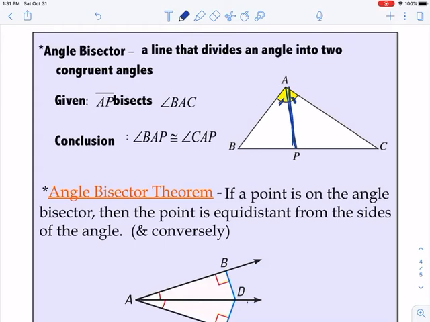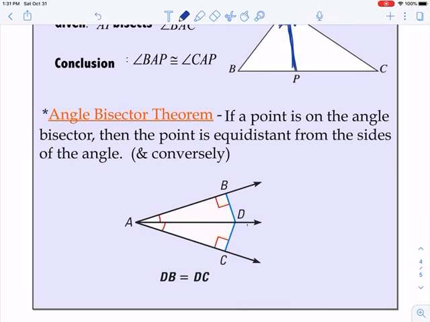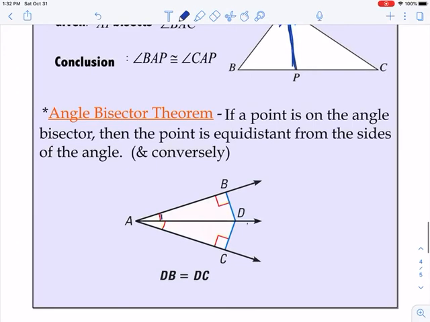Okay, and the opposite thing is going to happen, the angle bisector theorem. If a point is on the angle bisector, then the point is equidistant from the sides of the angle, and conversely. So if I can tell you that this angle is equal to this angle, that means that DB is going to equal DC. If this angle equals this angle, this piece is going to equal that piece.